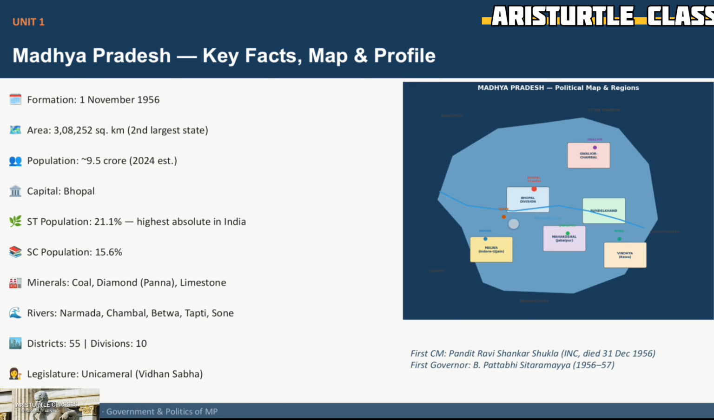It does not share any maritime boundary. So definitely our exports would be dependent upon the maritime states. So we cannot compare MP's growth to Gujarat's growth or to Tamil Nadu's growth, because MP is a landlocked state. It is at the central part of India.